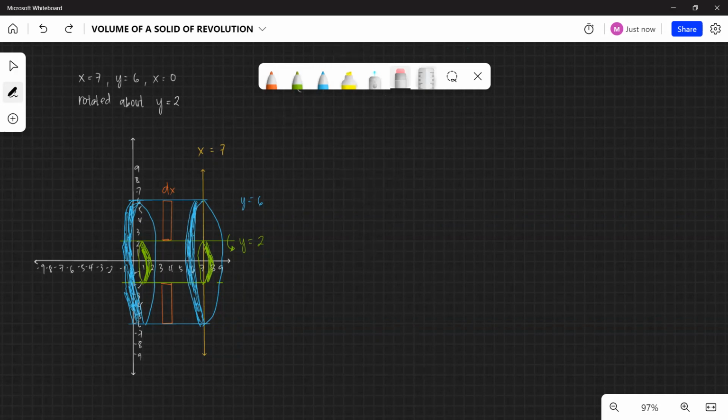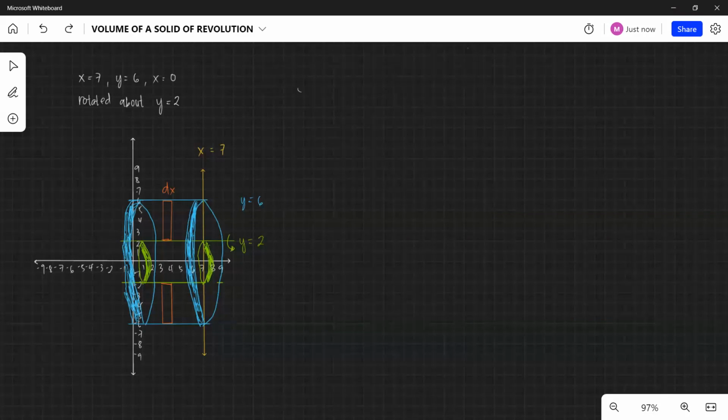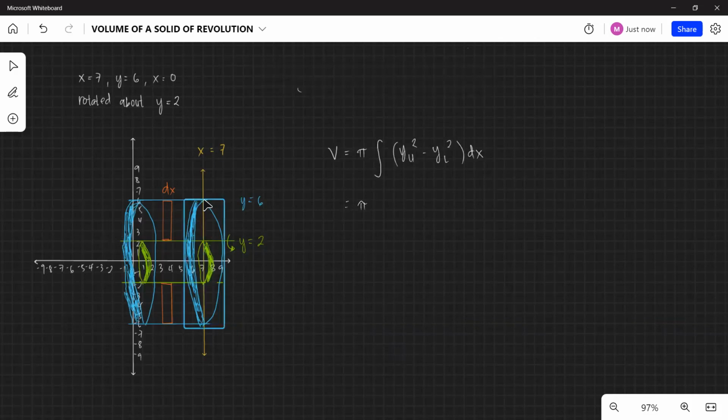So in getting the volume of this solid of revolution using the washer method, it's pi times the integral of y of the upper curve squared minus y of the lower curve squared, times the thickness dx. Since this is a vertical strip, we determine the limits: x from 0 to 7.